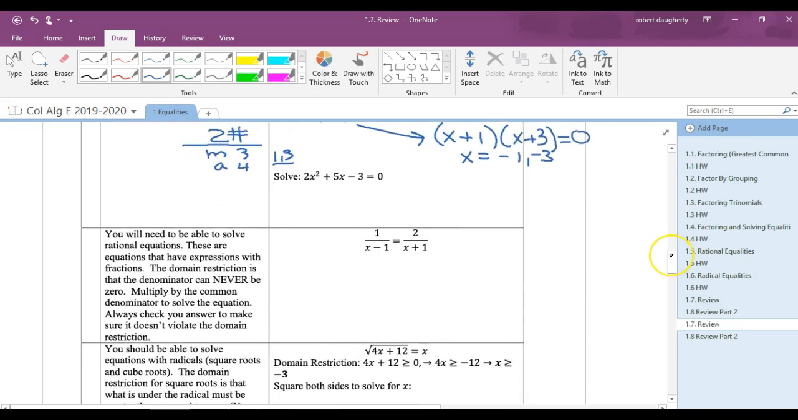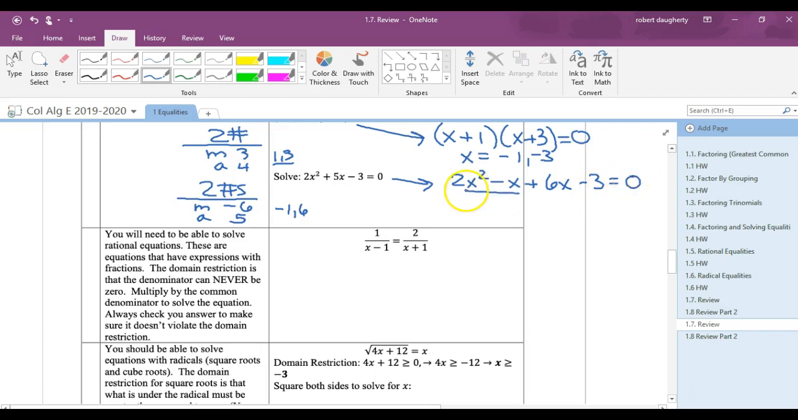The next one is a trinomial. I need two numbers that multiply to give me a -6 and add to give me a 5. So it looks like that's going to be -1 and +6. So I'm going to rewrite this problem as 2x squared minus x plus 6x minus 3 equals 0.